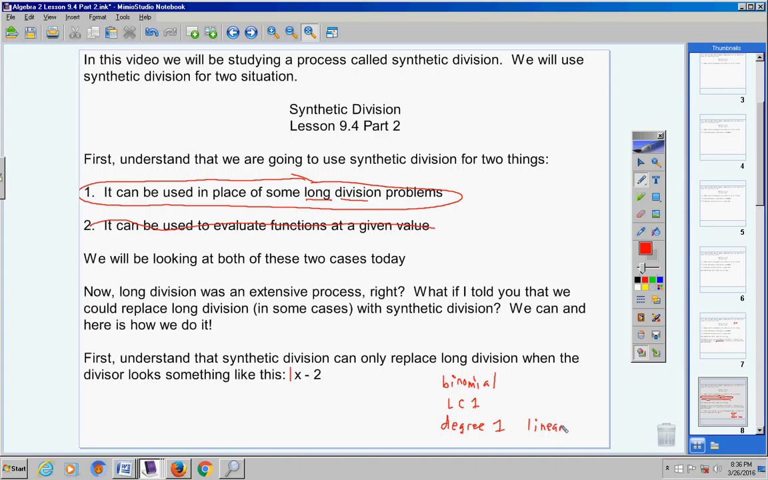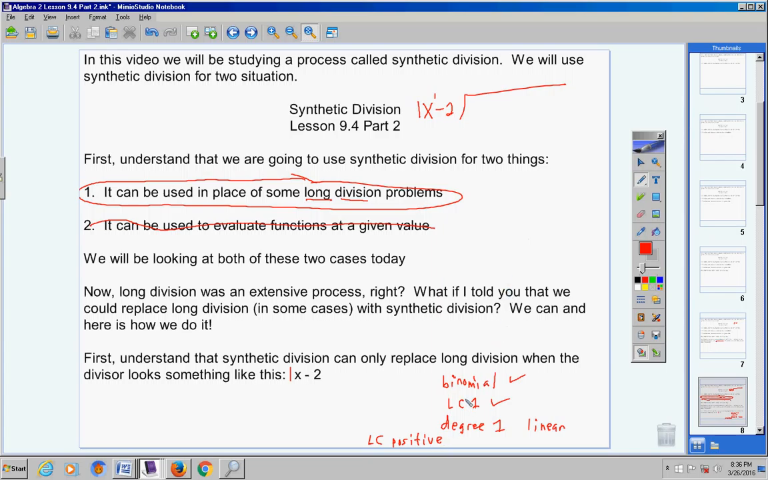Remember, first degree is linear, second degree is quadratic, third degree is cubic, fourth degree is quartic, okay? So, let's review. If you're doing a long division, your divisor right here outside the box must be a what? Binomial. Your lead coefficient must be what? 1. The degree must be 1, okay? And here's the last one. Your lead coefficient must be positive. Must be positive. Got it? Lead coefficient must be positive.